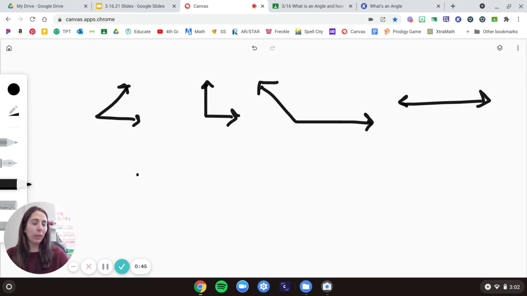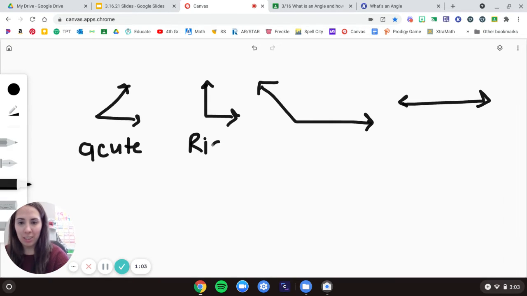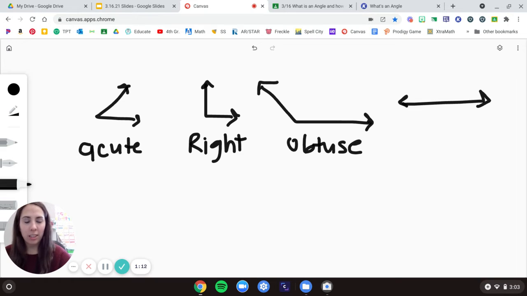All right, then we did a quick review in our head and tried to name these by their type. Do you remember what this one is? This one we said, yep, was an acute angle. How about this one? A right angle. Do you remember this one? Obtuse. And this one was a straight angle.